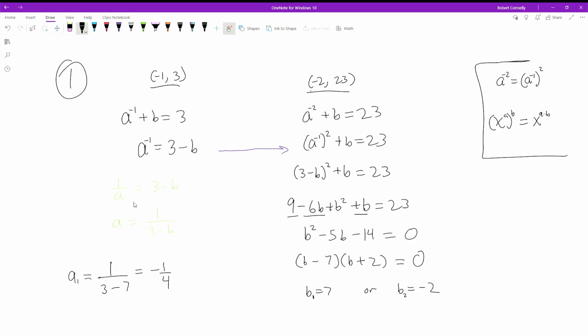Because I took the reciprocal of both sides. So if I take the reciprocal of this side, I have to take the reciprocal of this side. So the reciprocal of this is 1 over 3 minus b. Does that not make it clear?